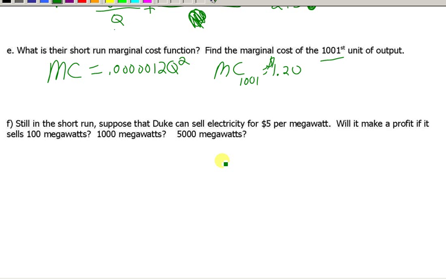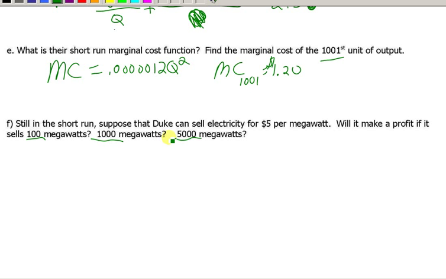Okay, now on to part F. If we're still in the short run, suppose that Duke can sell electricity for $5 per unit. The question asks, will we make a profit if we sell 100, 1,000, or 5,000? So we need to check all three of these quantities and see if any of them are profitable for the power company in the short run.